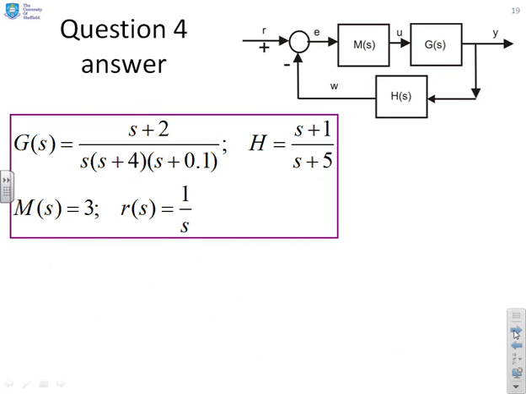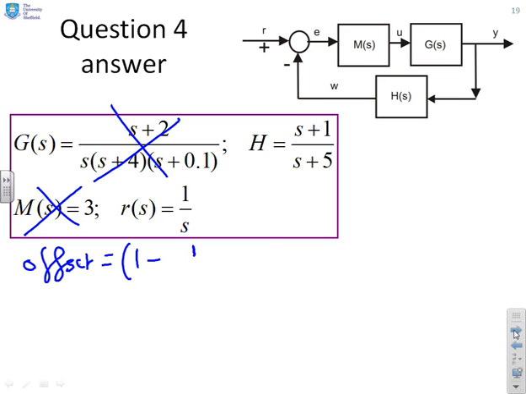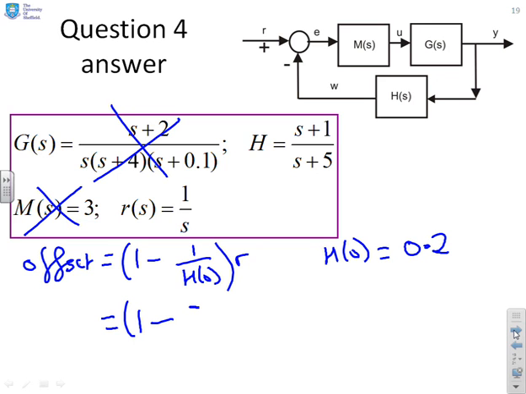What about this next one? So again, you'll see it's exactly analogous scenario. So I'm going to ignore the G and ignore the M and write down my formula. The offset equals (1 - 1/H(0)) r. But in this particular case, H(0) equals 0.2, or 1/5. So you get (1 - 5) r, which gives you -4r. And you might say, that's pretty bad. But anyway, what that shows you is a poor design of sensor, or something else needs to be considered.